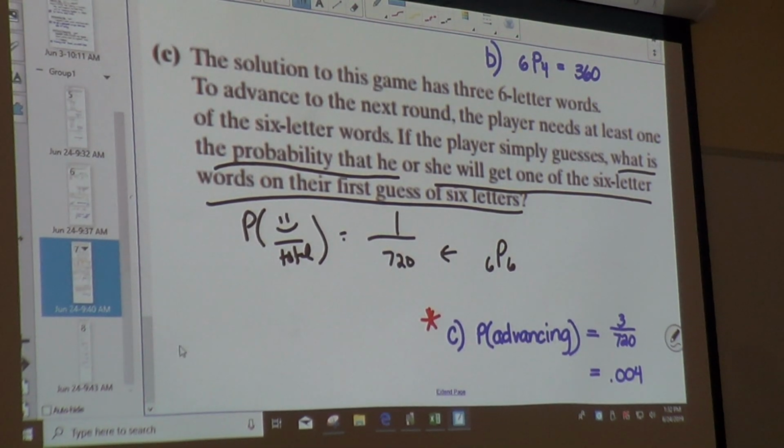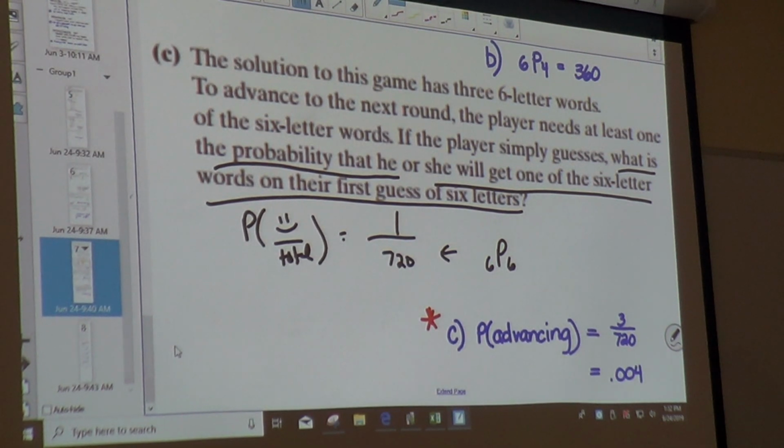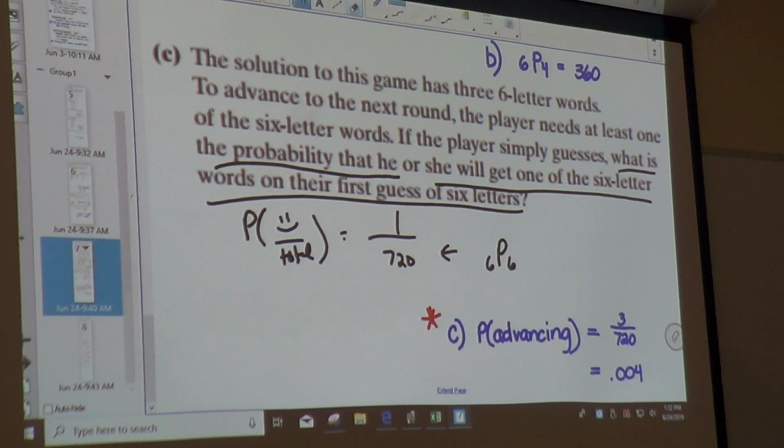But that says 3 over 720. There are 3 solutions. The problem says there's 3 solutions. That's why it's 3 over 720. I did not read. That's what I get. Has 3. There should be at least 3. Still 0.4. Yeah, it has 3 solutions. My bad, did not read the 3.